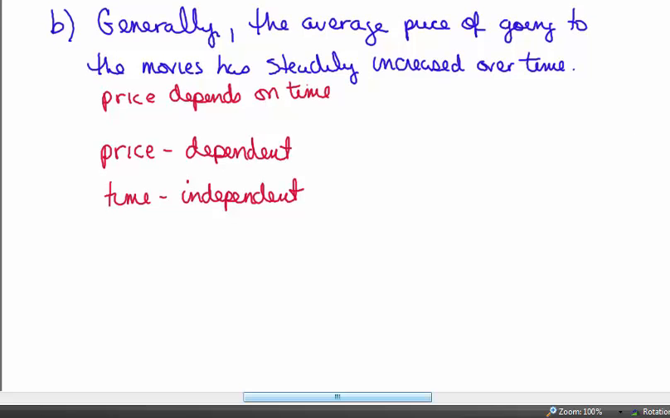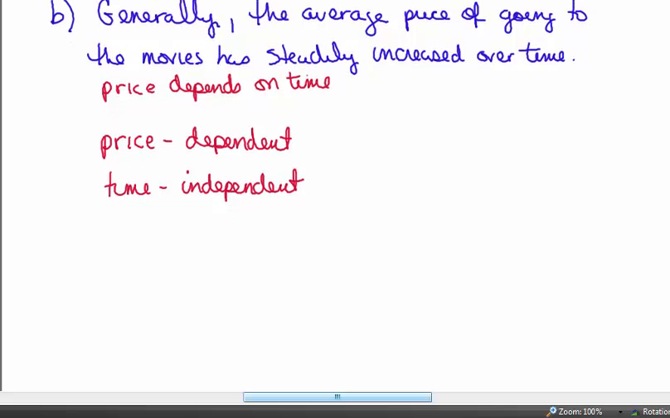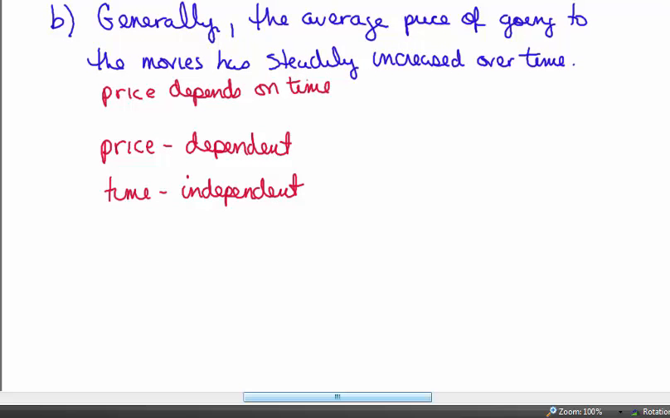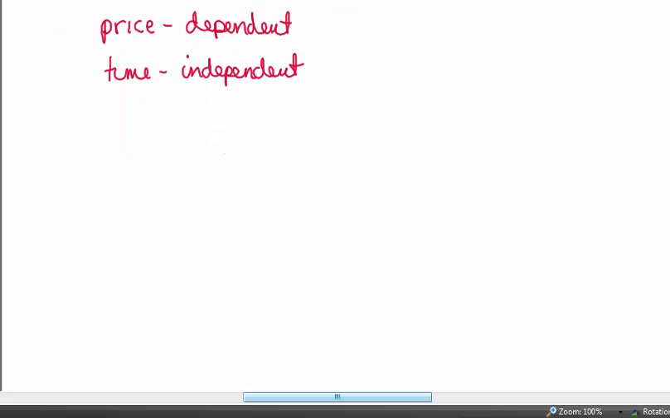Okay, so you just want to try to figure out which number depends on the other one, and then that's your dependent, and the other one is your independent.